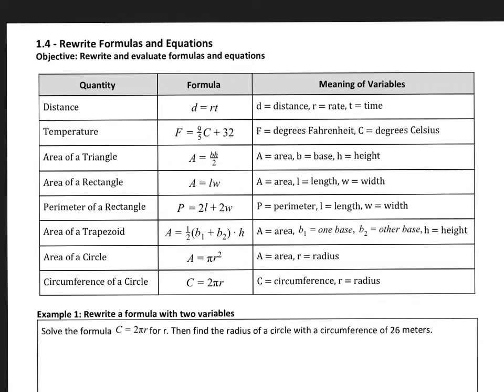What we're going to talk about is how to rearrange these formulas so that if I'm solving a problem with distance and I need to find either the rate or the time, how do I do that using the formula in a different way?